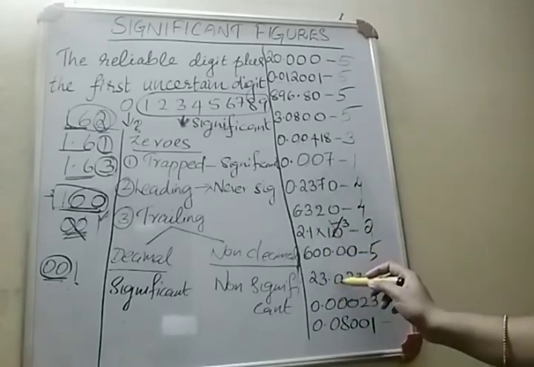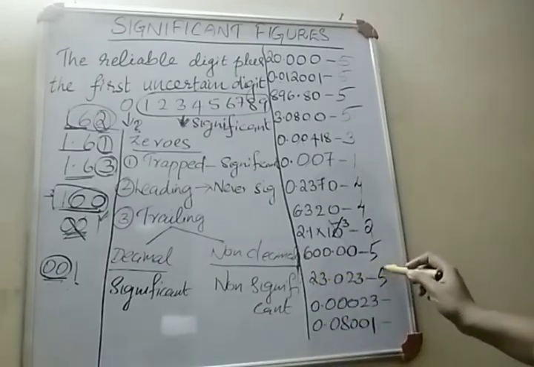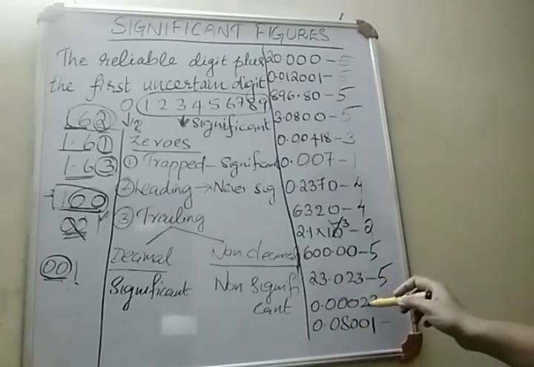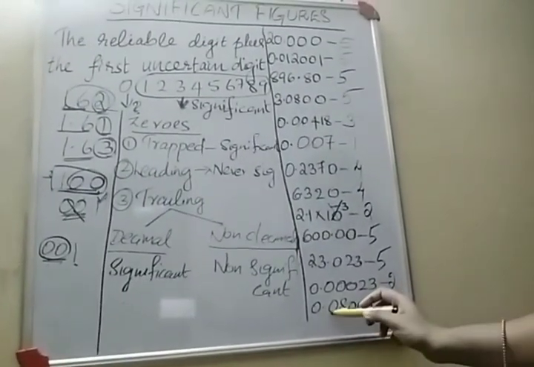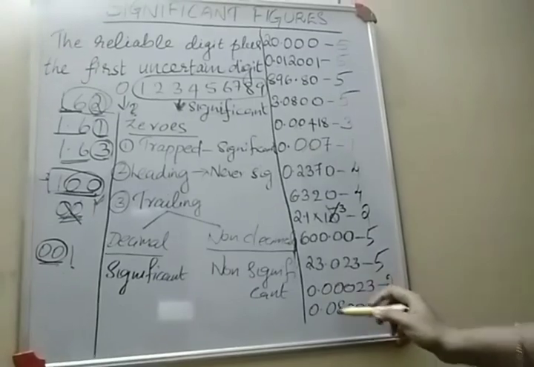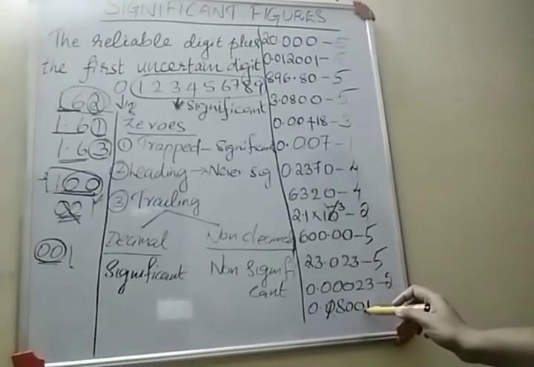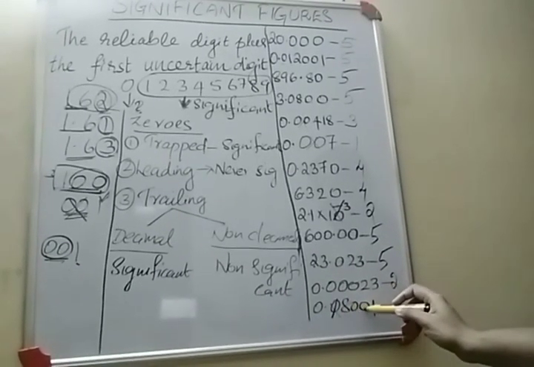So here 0 is a trapped zero, it's significant. 1, 2, 3, 4, 5. Then we have leading zeros, non-significant, so the number of significant figures is 2. Then we have the last number 0.08001. This is the leading zero, it is non-significant, but these two zeros are trapped zeros, so they are significant. So the number of significant figures is 1, 2, 3, 4.